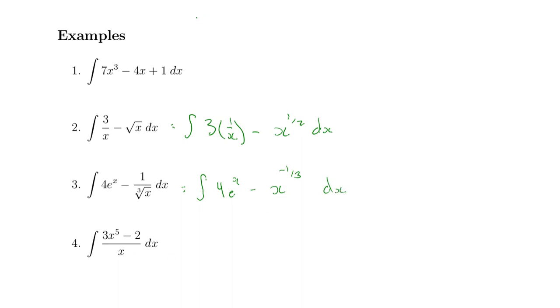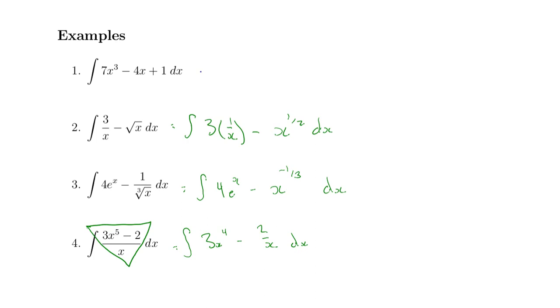And for this one, I'm going to notice an upside down triangle. I'm going to split this thing up. I'm going to say this is 3x to the 5 over x, which is really 3x to the 4, minus 2 over x. But maybe I'll leave it like that. Anyways, if you haven't finished these, go for it now.